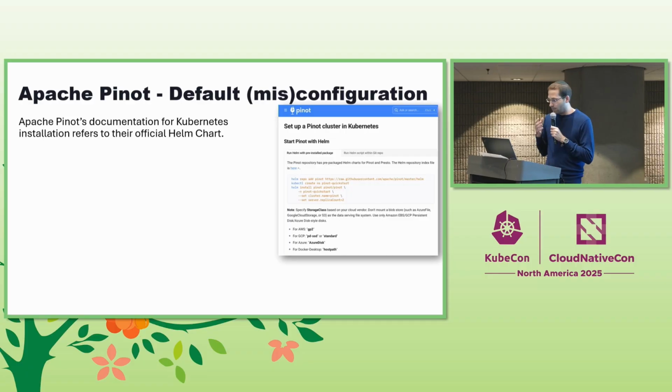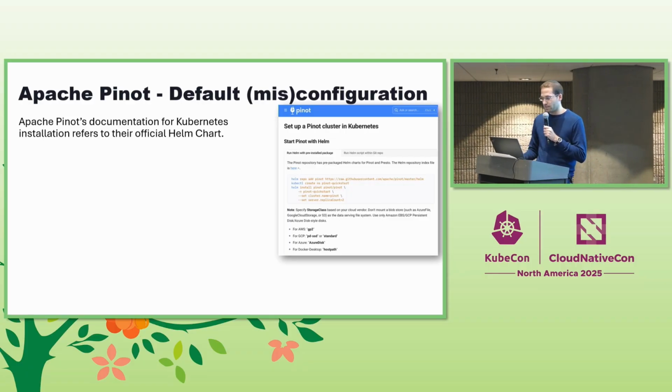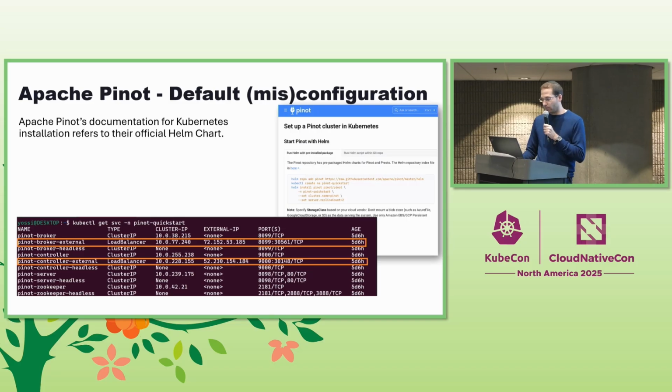So let's see how you deploy Apache Pinot in Kubernetes. In their official documentation, Apache Pinot refers to the Helm chart in their official GitHub repo. And let's see what happens when you install the Helm chart with the out-of-the-box settings. You can see that we get two load balancer services, one for the controller that we just talked about, and one for the broker, which is a component that handles the queries.